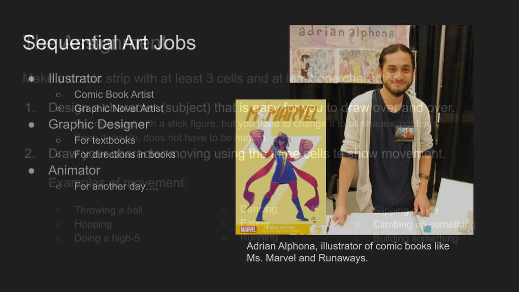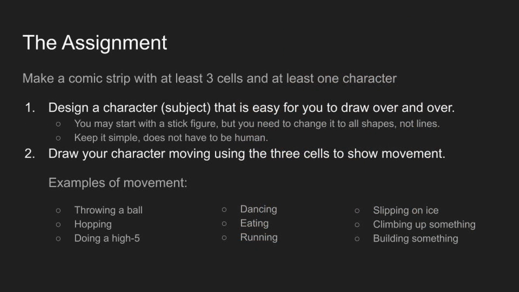Your assignment this week is to make a comic strip with at least 3 cells and at least 1 character. First, you should design a character, your subject, that is easy for you to draw over and over. You may start with a stick figure, but you need to change it to all shapes and not just lines, something that you can color in. Keep it simple. It does not have to be human. Secondly, draw your character moving using 3 cells to show that movement. Examples of movement include throwing a ball, hopping, doing a high five, slipping on ice, building something. Be creative.